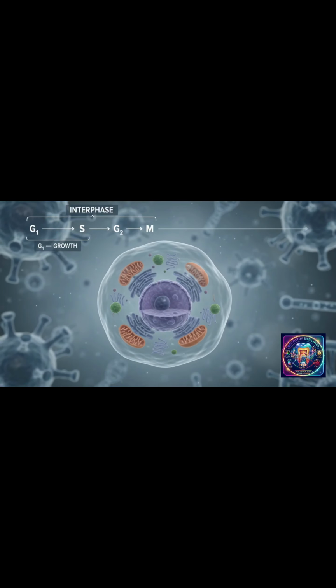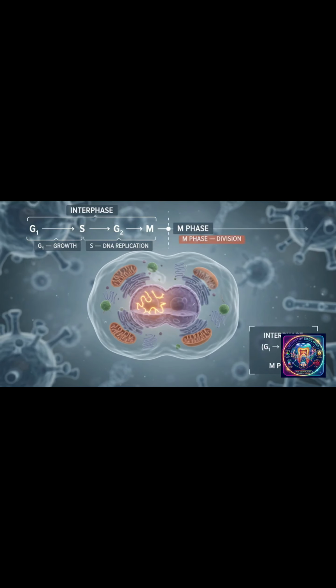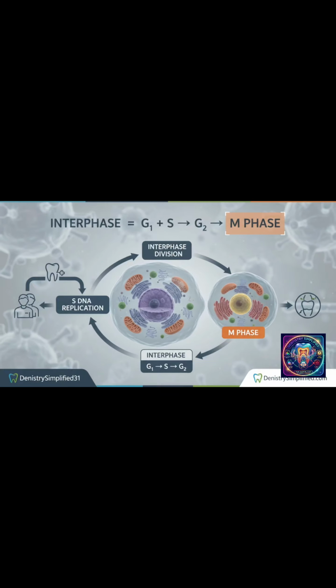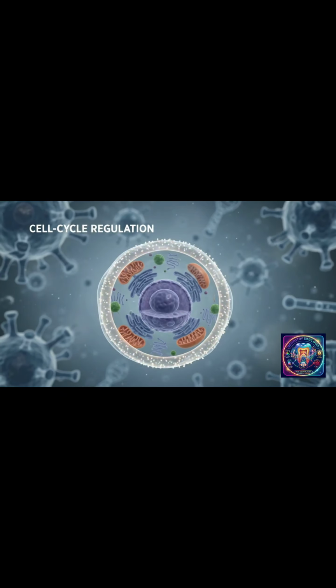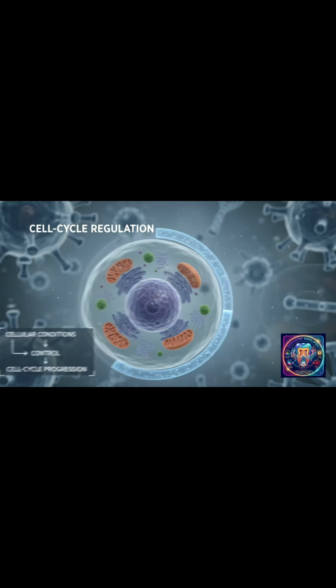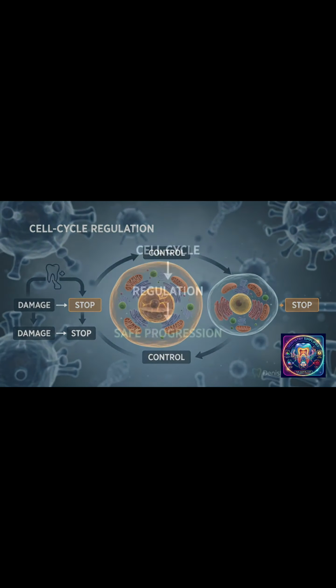Interphase includes G1, S, and G2. It is an active period of growth, DNA replication, and preparation before cell division. Cell cycle progression must be tightly regulated. Control mechanisms prevent damaged or unprepared cells from progressing to the next phase.